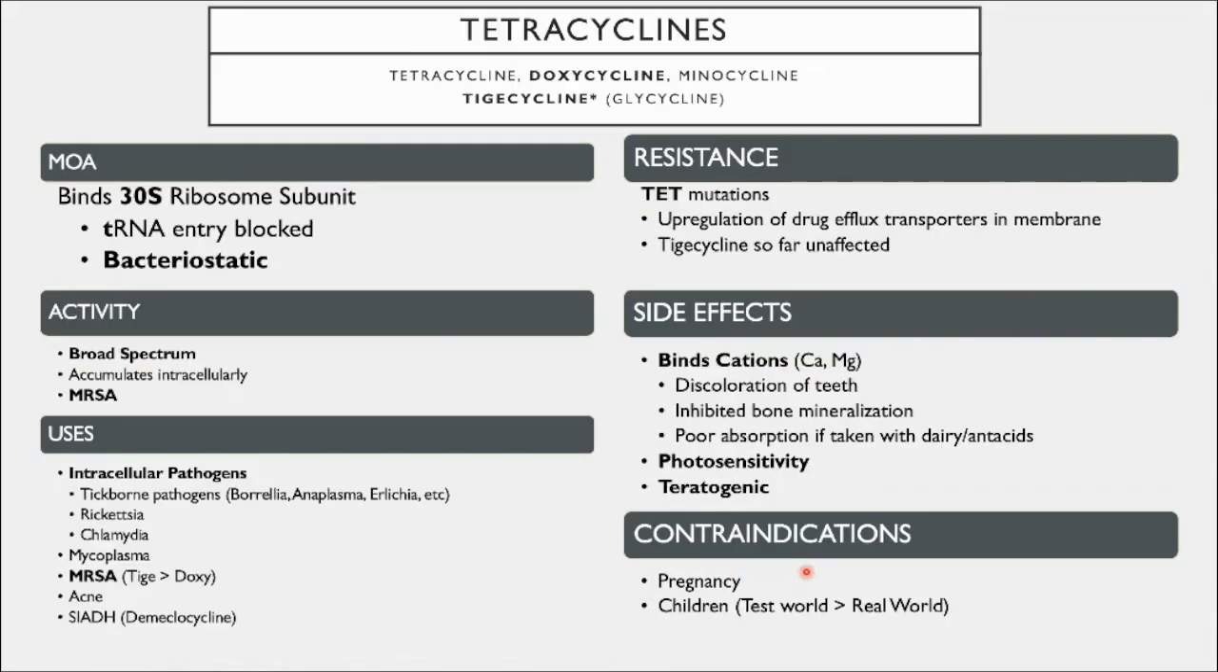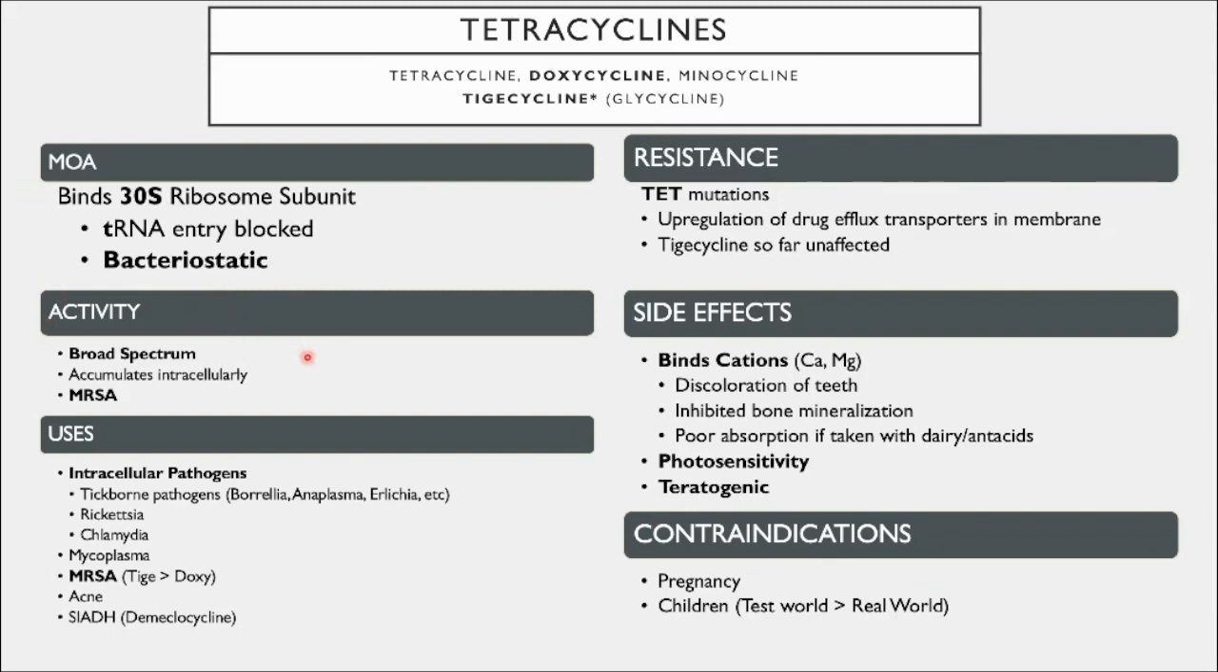Okay. Tetracyclines are going to be the next drug we talk about. The prototype drug being doxycycline. These are also 30S ribosome subunit blockers, and these actually block the tRNA from entering the ribosome. I always remember these as tetracyclines start with a T. They block tRNA. Unlike aminoglycosides, they are bacteriostatic, meaning they do not kill the bacteria, but they prevent them from replicating.